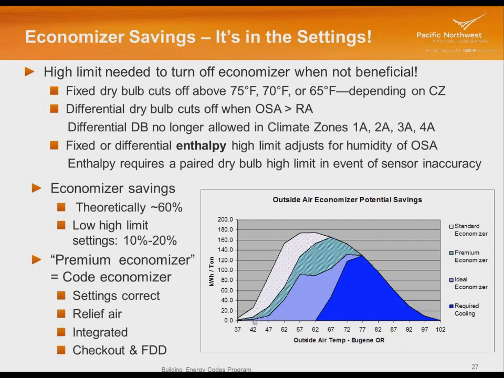So a good code economizer should save both this pink and this green region, and possibly some of this light blue region. So a premium economizer, which is the green region plus the pink region, is a code economizer, if the settings are correct, if we've got relief air in there, if it's integrated, and most economizers are installed in an integrated fashion these days, and if there's a checkout, and we'll talk about fault detection and diagnostics in a minute. But again, that checkout's important, that either a commissioning agent or someone inspect that the settings are done properly.